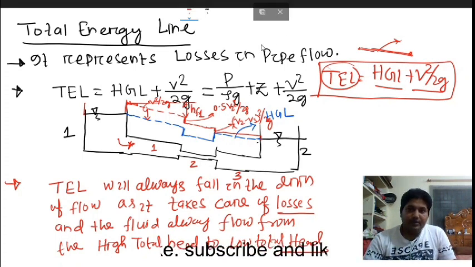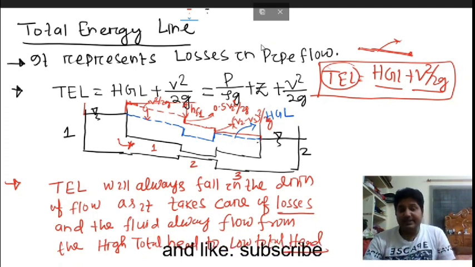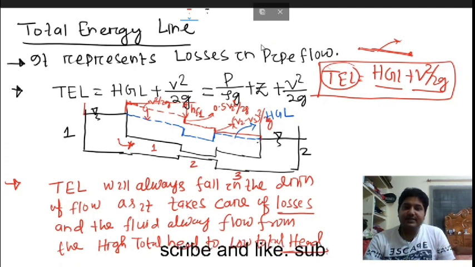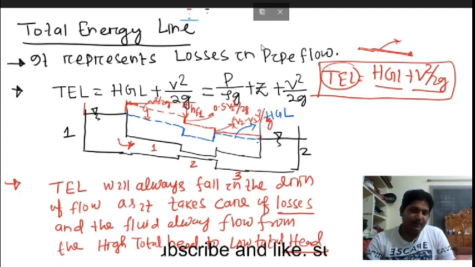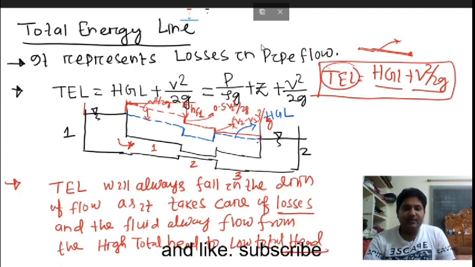Now you can say one point: this total energy line always falls, but it can also rise when external sources are attached to the reservoir. Suppose we are attaching a pump or a turbine. When we attach a pump, what will happen? The total energy line will rise in that case.